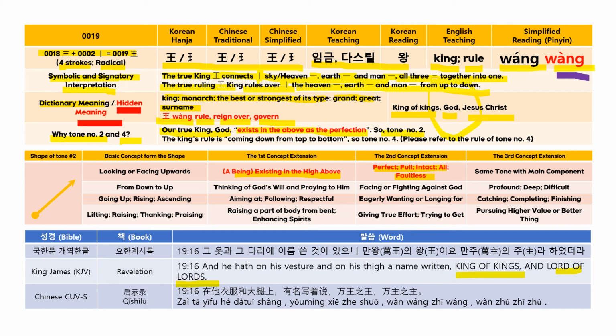Tone number 4 here. The king's rule is coming down from top to bottom. So tone number 4. Okay. So when this character is used to mean to rule, reign over, or to govern, it's tone number 4. Okay. What do you think about all of this interpretation up to the tone number principle application?